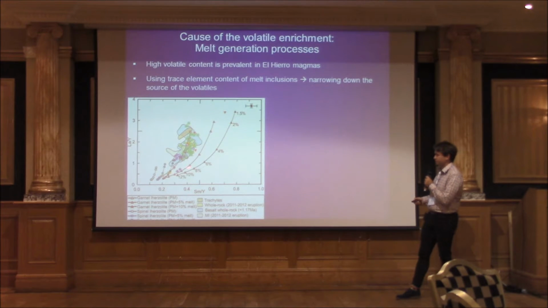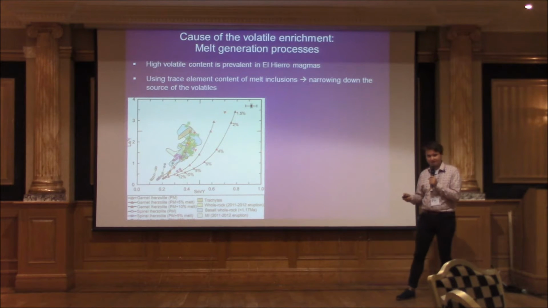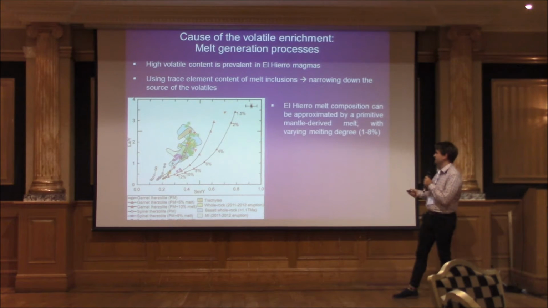And we modeled a few melting paths where you assume an original melt composition, for example, the primitive mantle, which is just the mantle without the core. So we remove the core from the bulk Earth composition, and then you get the primitive mantle. And using, for example, a primitive mantle composition, you can model El Hierro melt inclusions quite well. So they fall along a path with varying differences from it. Melting degree can be determined also.